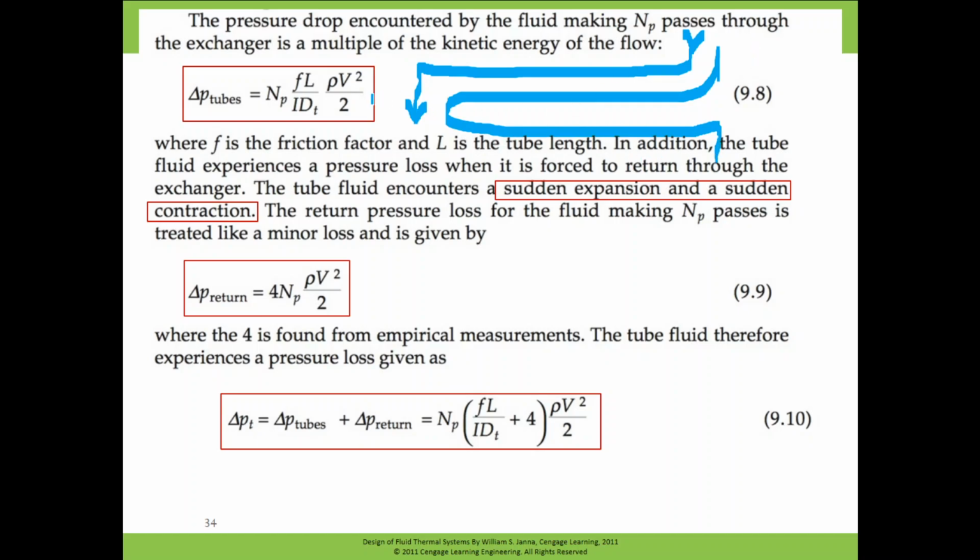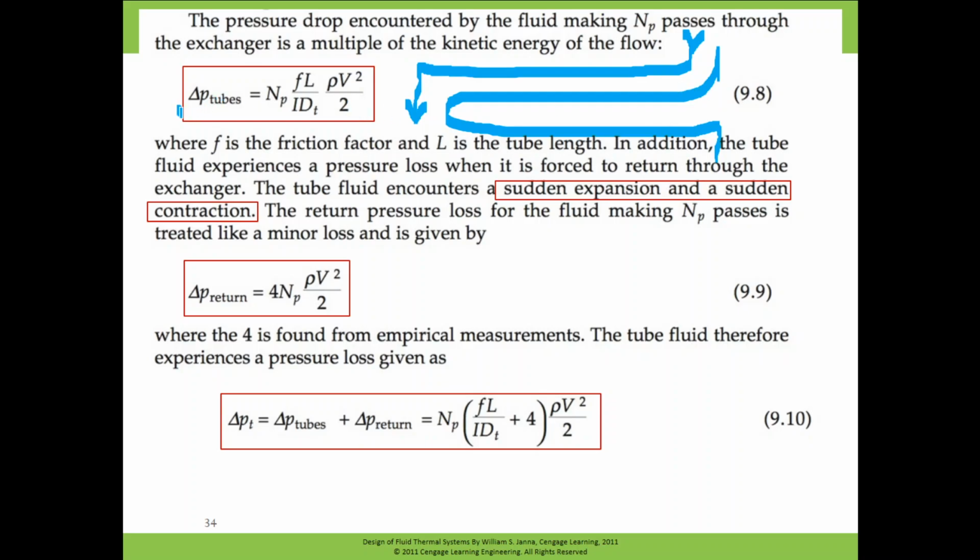Okay, so what is involved here? Two losses. One is the minor losses when the fluid is entering and leaving, and the other is the friction losses when the fluid is traveling in the tube. When it is one pass, then only one length is considered, and when it is two pass, the length is multiplied by the number of passes, because the flow path is doubled.